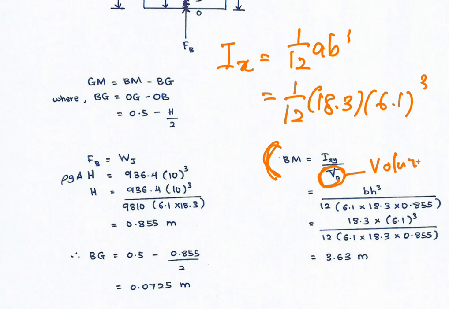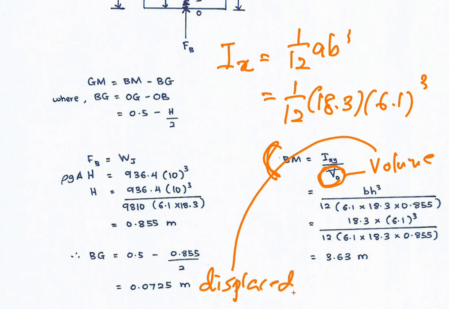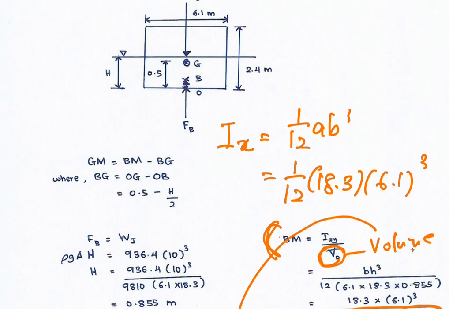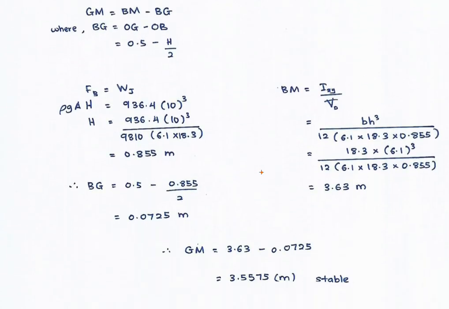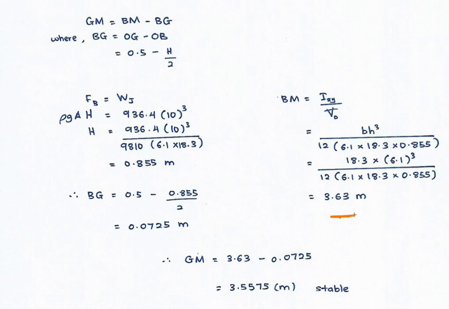Again, you must understand that this volume is the displaced volume, not the whole volume of the barge. The displaced volume can be calculated as 6.1 times 18.3 times 0.855, because 0.855 here is the depth of the submerged area. If we calculate all of this, we get that BM is equal to 3.63 meters.